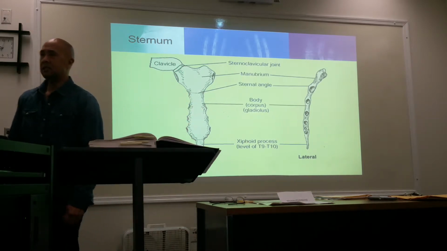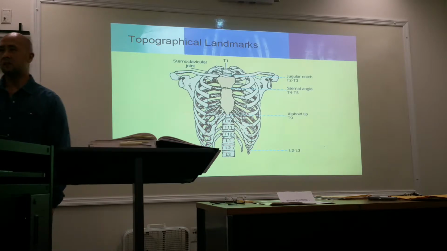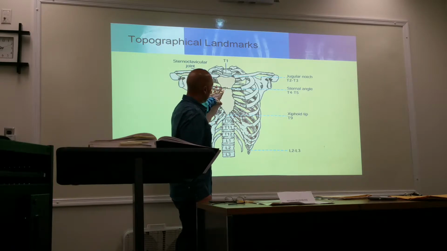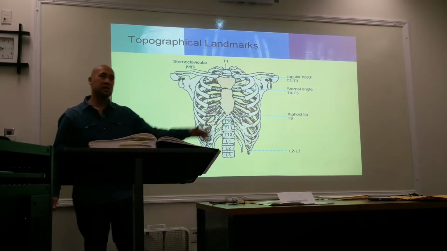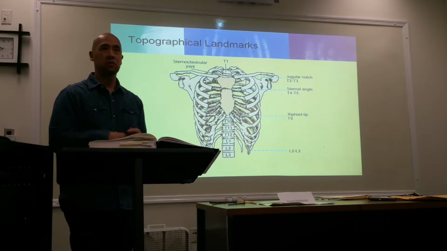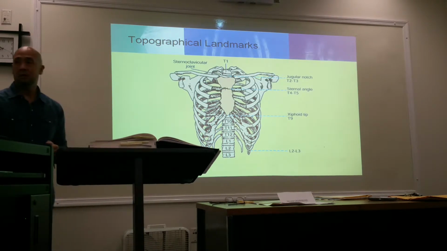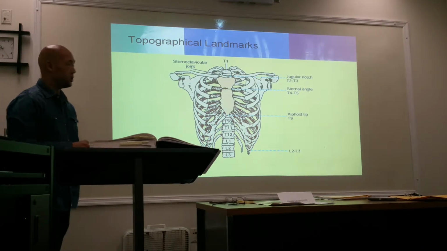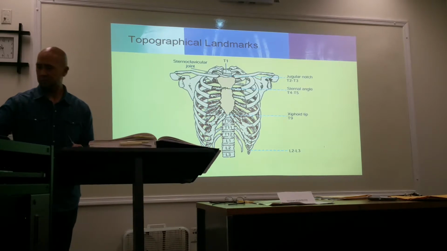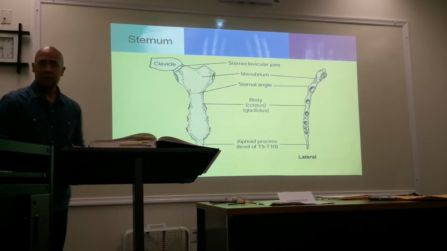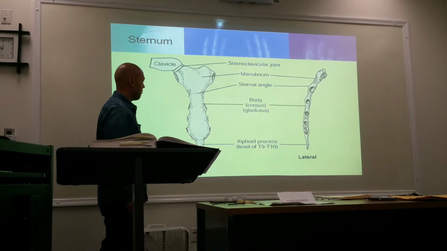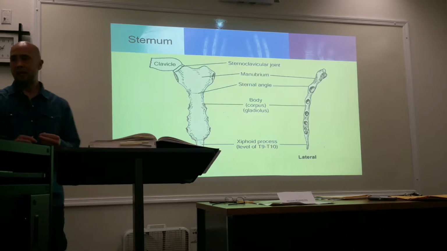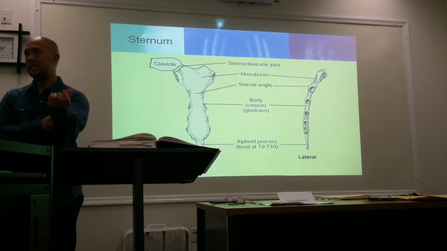The sternal angle is located around the level of T4, T5, and this is a palpable landmark because it also indicates where the trachea bifurcates into the right and left main bronchus. Okay, so T4, T5 is around the area where the trachea bifurcates. The third part of the sternum is the xiphoid process. Again, another palpable bony landmark that's located at the level of T9, T10.